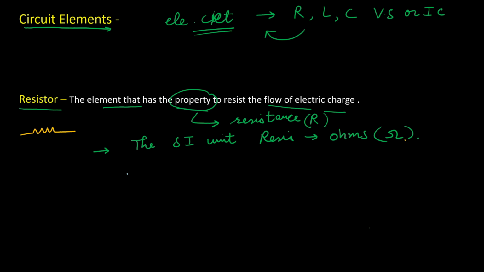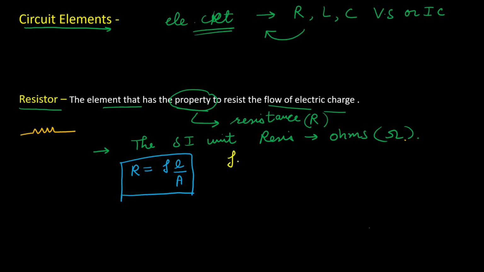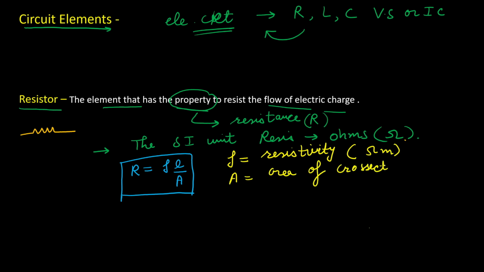Mathematically, resistance is given as R is equal to rho L upon A. This is a very important formula and you need to remember it. So what is rho? Rho stands for the resistivity, and it is measured in ohm meters. A is the area of cross section of the wire, or you can say the resistor, and L is the length of the resistor.